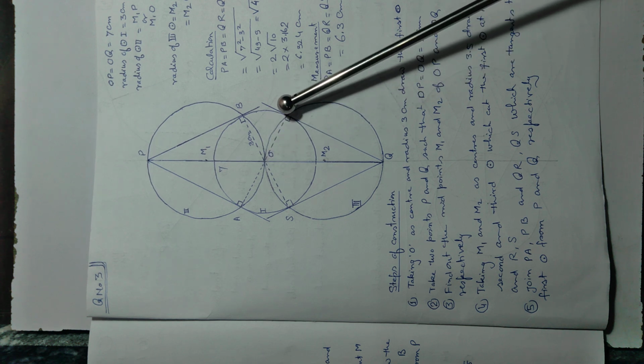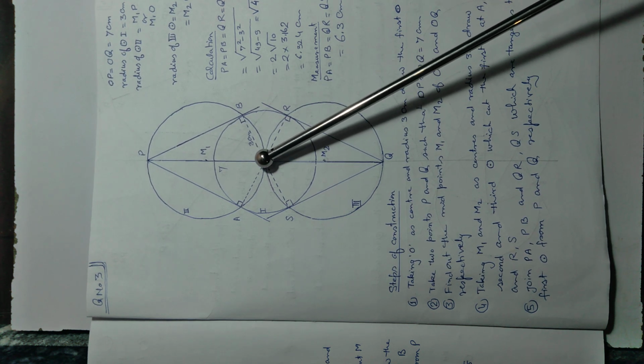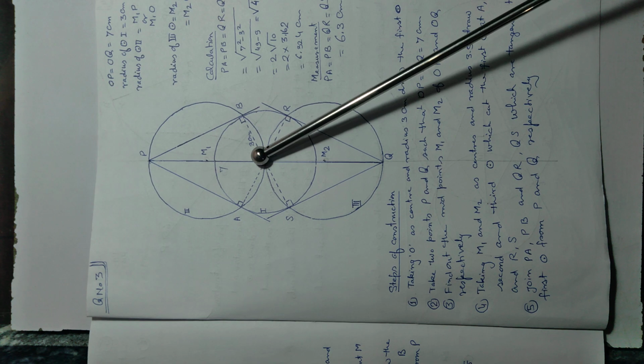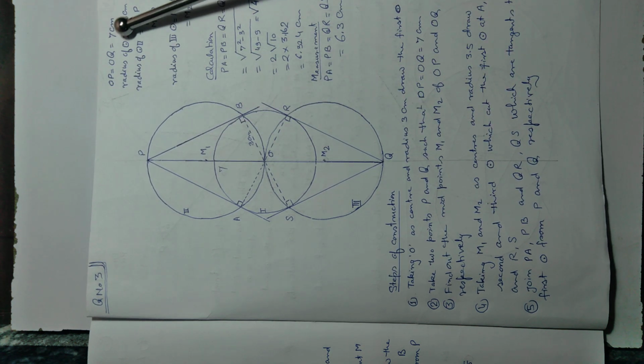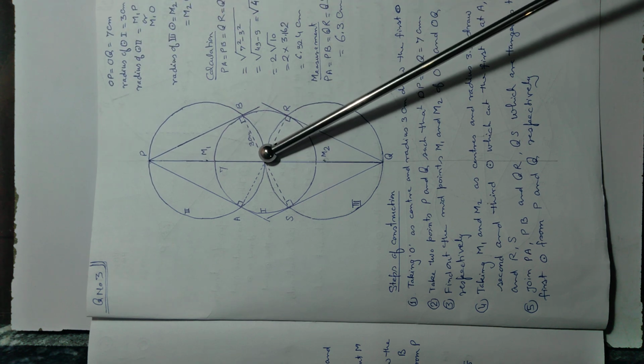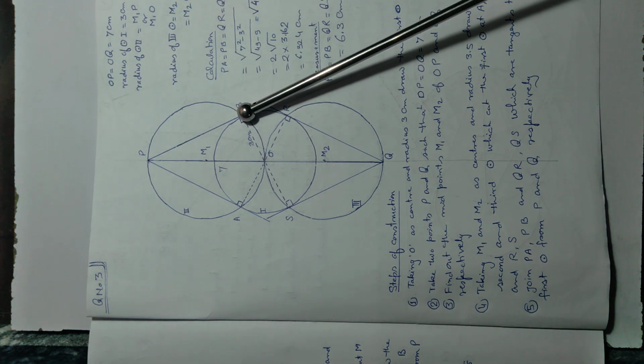OP is equal to OQ, that is 7 centimeter given. The radius of first circle is 3 centimeter.